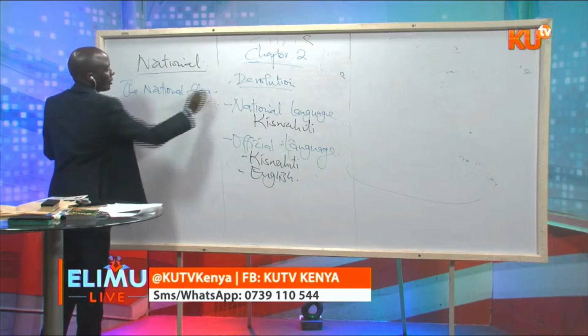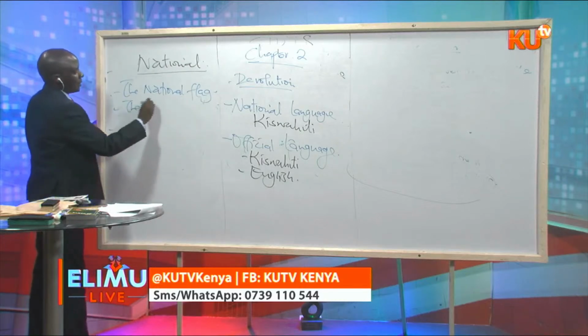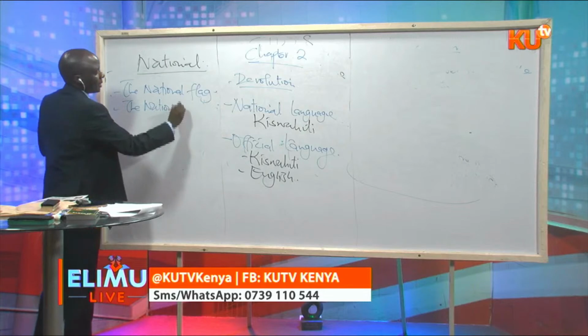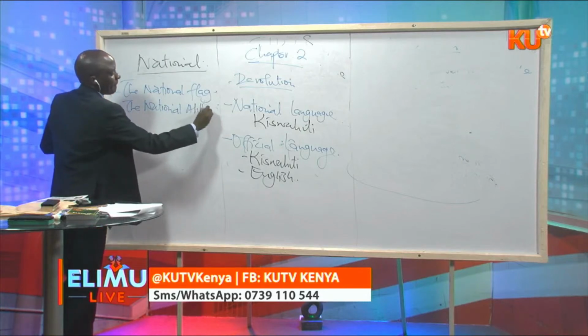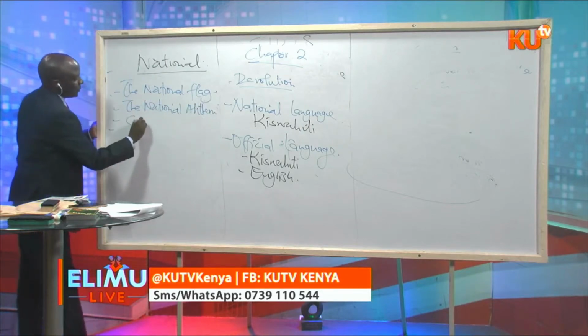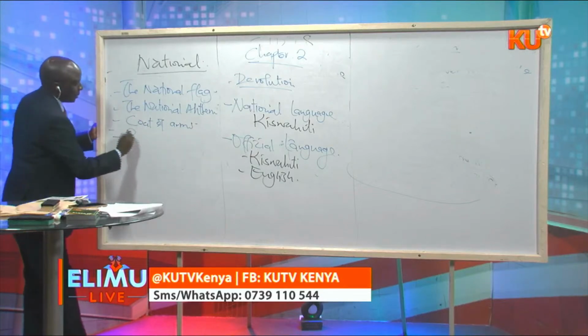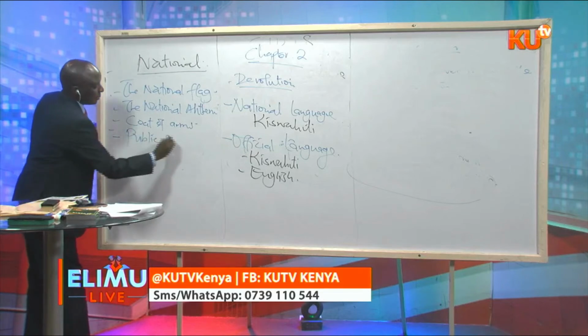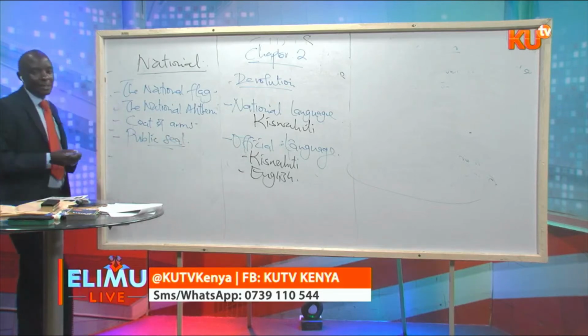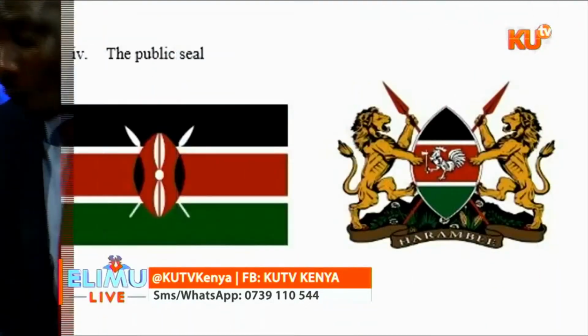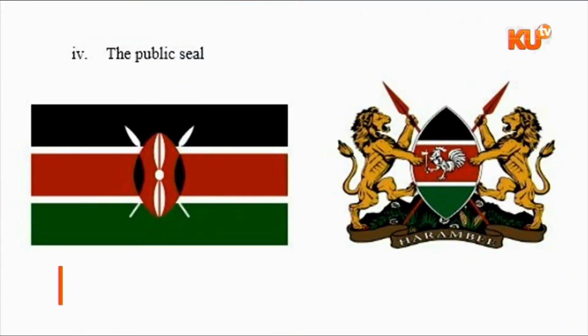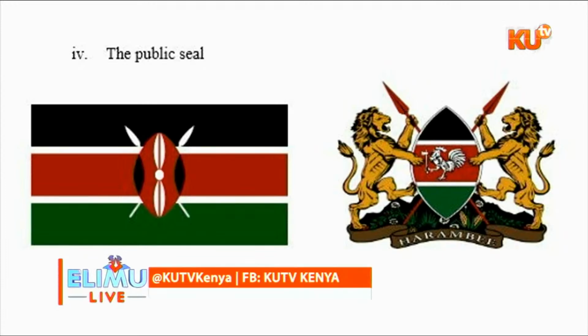They are in our constitution. 2, the national anthem. Then we have the coat of arms. The coat of arms and the public seal, what you call the government stamp. Now, those are the 4 national symbols. I can see we have 2 of them there. That is the national flag, and we also have the coat of arms. Remember, there are 2 more.